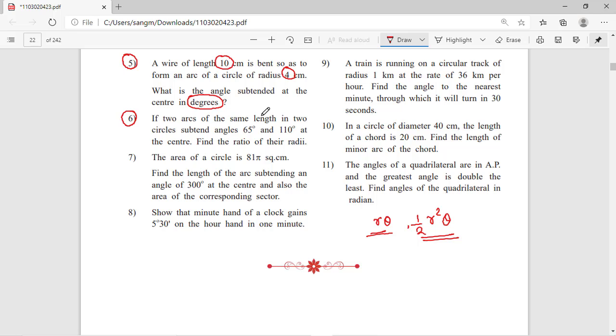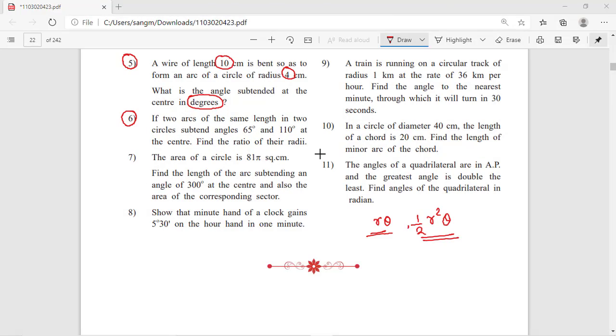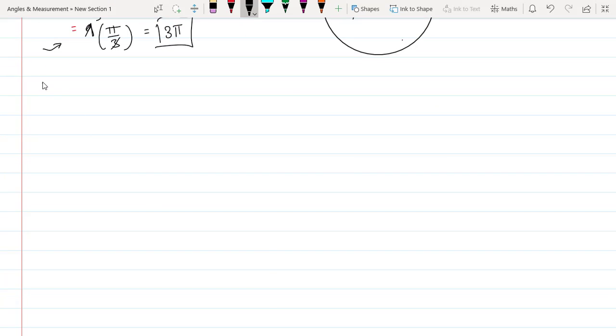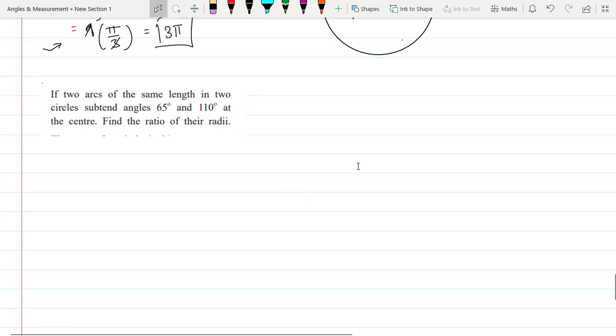This type of question we have already seen. I will give you the hint. You complete it as a homework question. If two arcs of the same length, that means r into theta is same, arc length is same for the two arcs in two circles, subtends angle of 65 degree and 110 degree at the center, find the ratio of their radius.